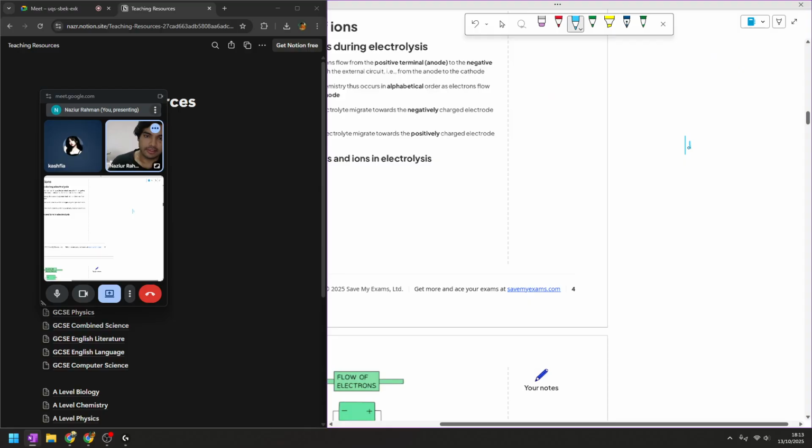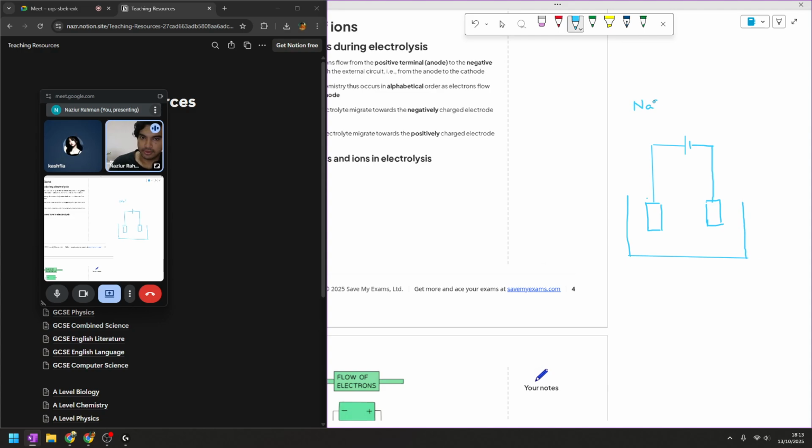So we start off with a cell, and we connect the cell to two metal electrodes. Then to complete the circuit, we need to connect these two together through a conducting substance. So we use a molten ionic compound. In this case, we want to do electrolysis of sodium chloride, so we melt it.